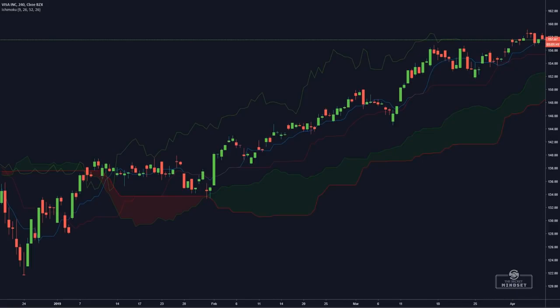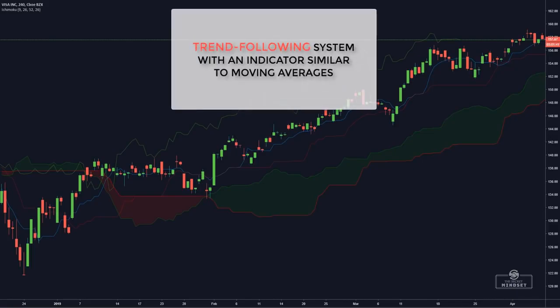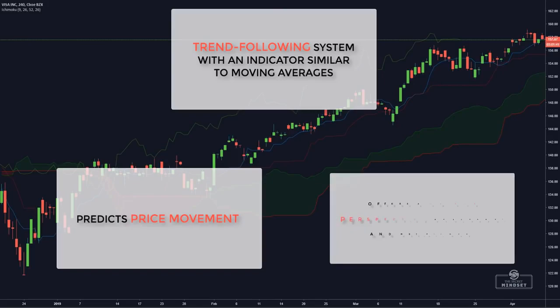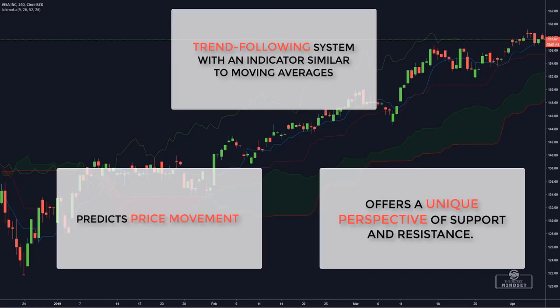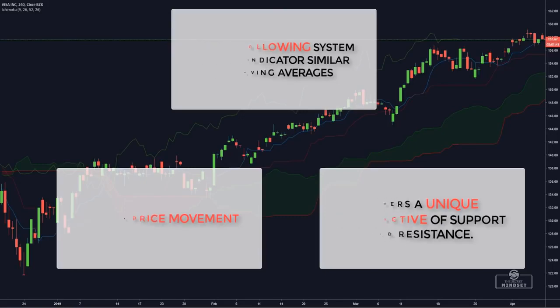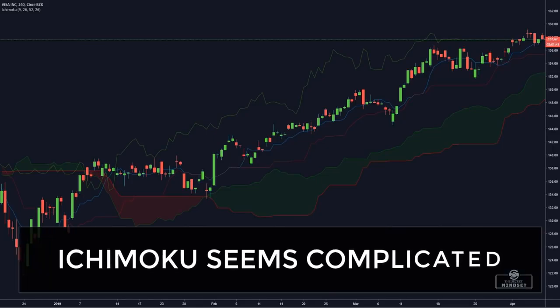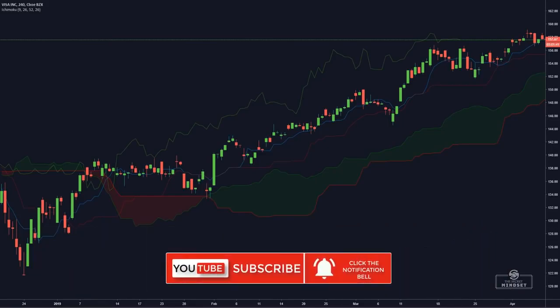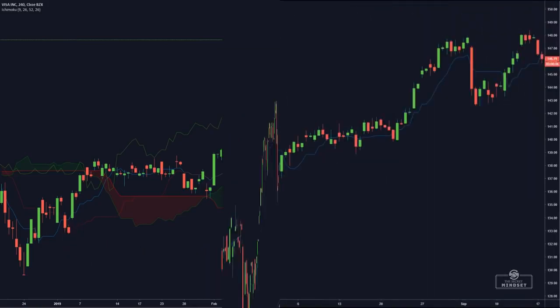An Ichimoku chart is a trend following system with an indicator similar to moving averages. Ichimoku is one of the trading indicators that predicts price movement and not only measures it. The advantage of this indicator is the fact that it offers a unique perspective of support and resistance. For most traders, Ichimoku might seem complicated, but once you get familiar with how to interpret the charts, you'll spot some great trading signals. I'll try to keep things short and simple so we don't overcomplicate things.